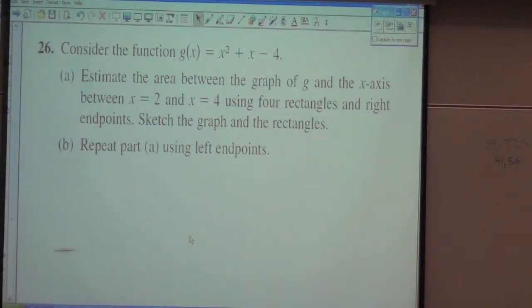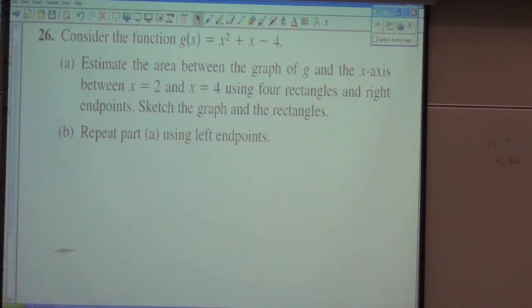Guys, I just grabbed some problems out of the book. Here's number 26 at 5.3. Let's consider the function x squared plus x minus 4. We're going to estimate the area between the graph of g and the x-axis from 2 to 4 using 4 rectangles and right endpoints. We're going to sketch the graph and the rectangles. Then we're going to repeat it doing left endpoints. So we're basically going to do the same thing we just did, but with x squared plus x minus 4.